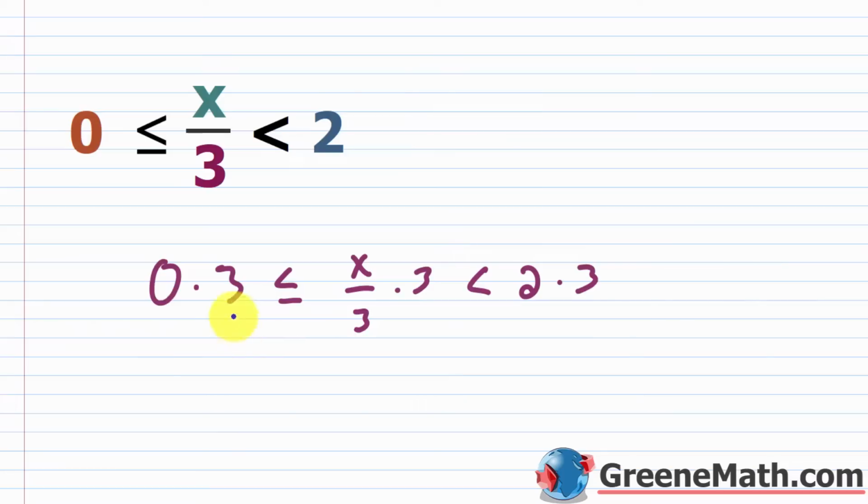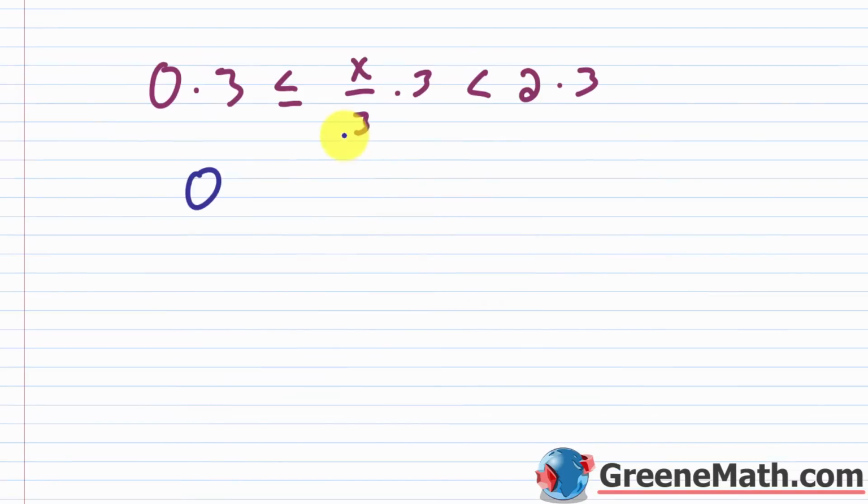Okay, so let's go through here. 0 times 3 we know is 0, and then I can cancel these 3's here. So let me put is less than or equal to x, which is less than 2 times 3 would be 6. So my answer becomes that x is greater than or equal to 0 and less than 6.